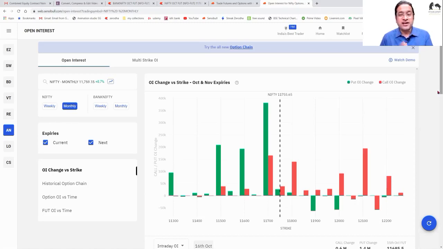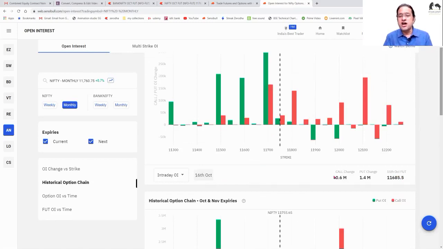What does it mean actually? We have already learned what it means. If there are more calls, it means there is more writing of calls, which means the experts do not believe it will go above that level. This is the view as of now for 29th. The market is unlikely to breach this mark of 11,700, which means it's offering great support. Currently it is trading at about 11,760, but there is huge support created at 11,700. The next is at 12,100, where there is a resistance at that level.